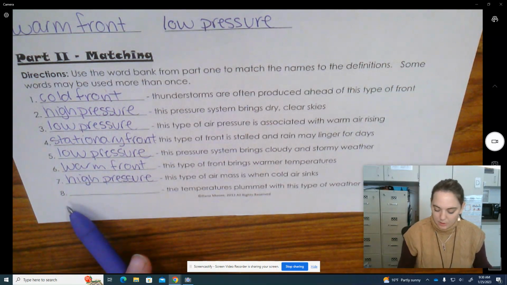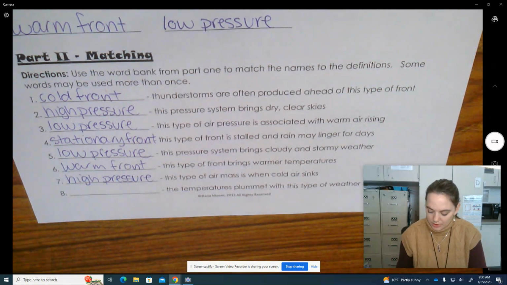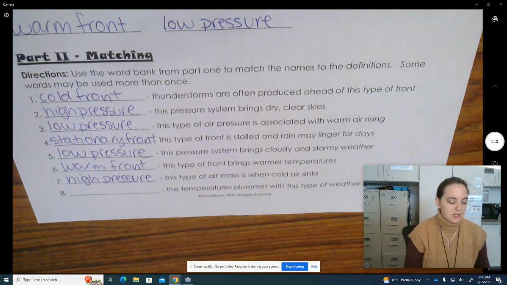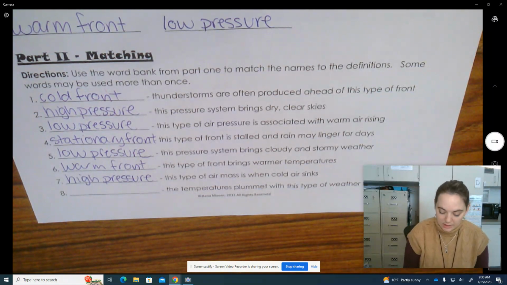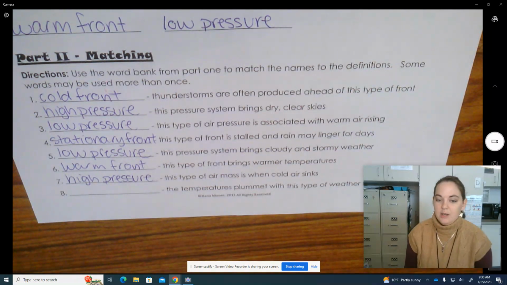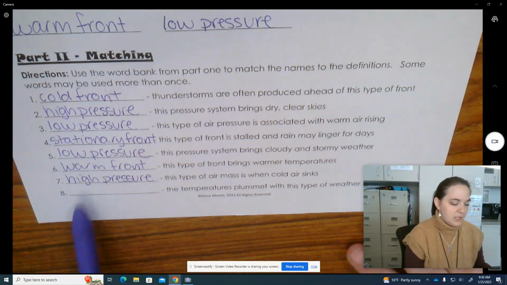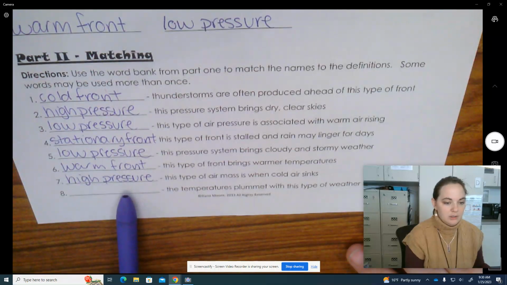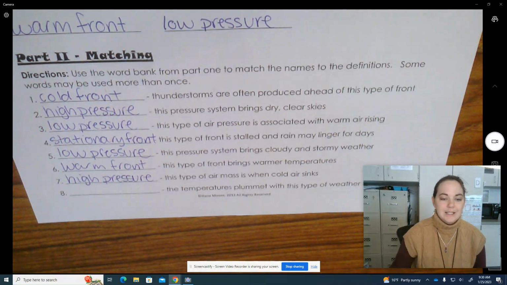Okay, number 8, the temperatures plummet. Plummet means they go down, it gets colder with this type of weather front. So I'm going to have you answer number 8. What type of front do temperatures go down? Okay, after you're done with that, you're going to go to the next video, which is going to be the back of this paper.